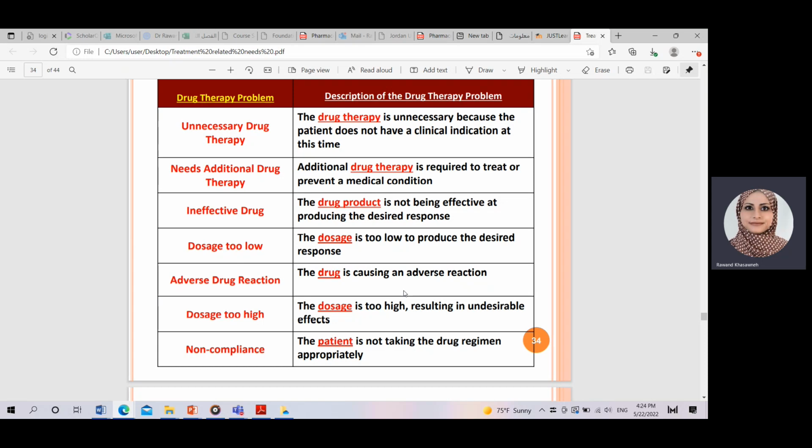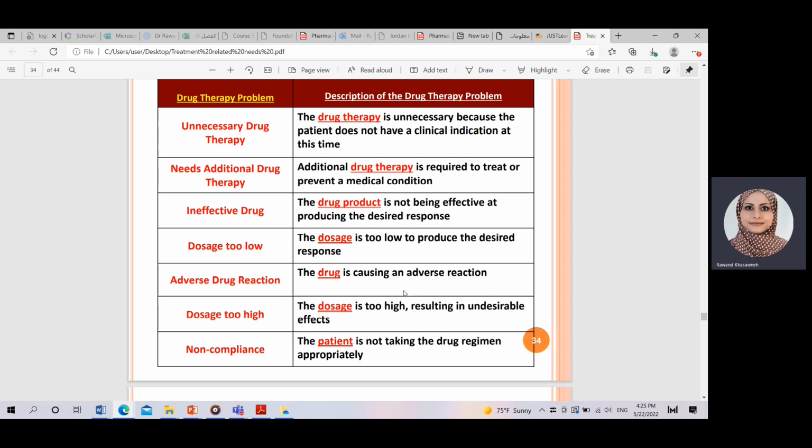But as you can notice, the first 6 categories involve the drug product, while the last category involves the patient. So the patient is not taking the drug regimen appropriately. This can be related to the patient. Maybe there is lack of sufficient instruction. The patient did not understand the given instructions, the patient counseling or the patient education. The patient might prefer not to take the medication. In this case, we have to check with the patient, why are you not taking your medication?